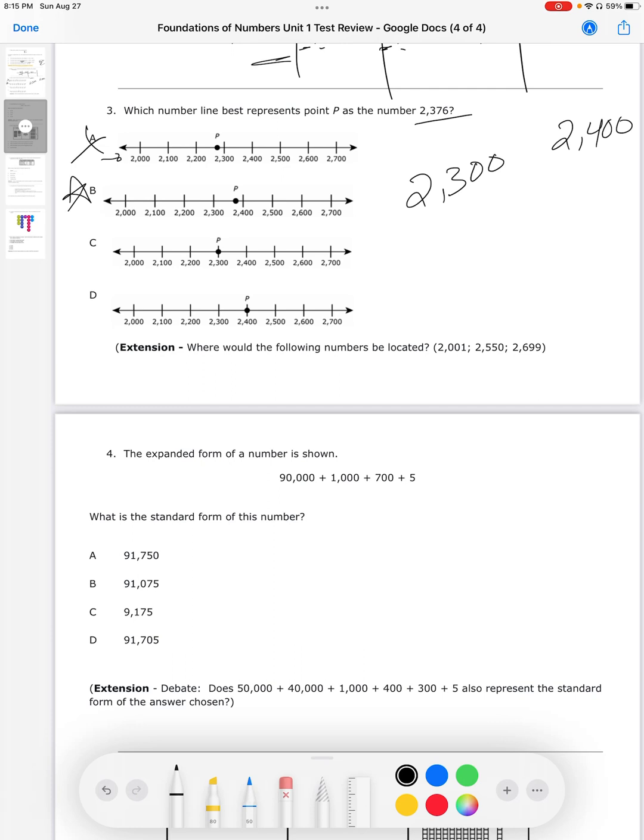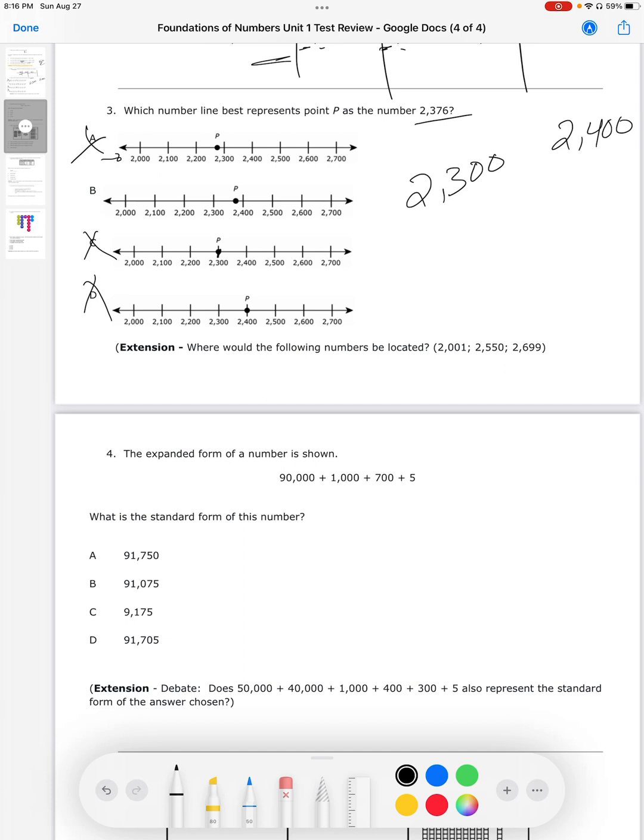That looks promising. Looking at C, well, the dot is smack dab on 2,300, which means that can't be it. And D, the dot is right on 2,400. That can't be it. So the best choice for us is going to be B. That one shows reasonably where 2,376 would be.